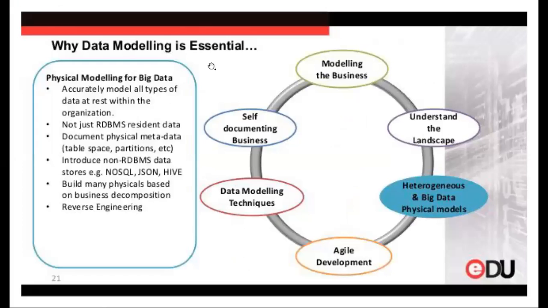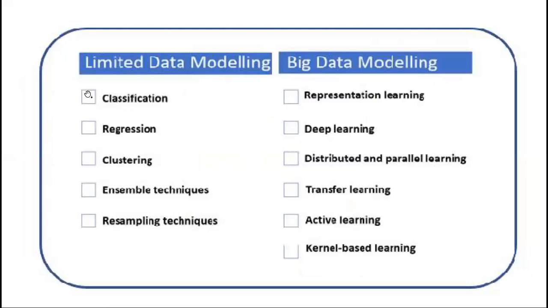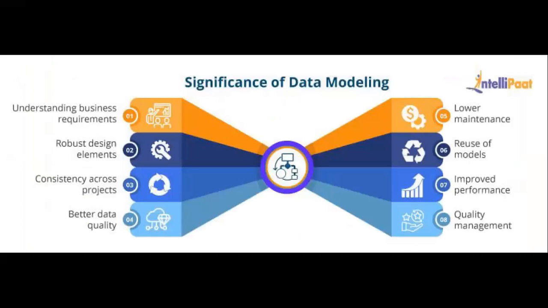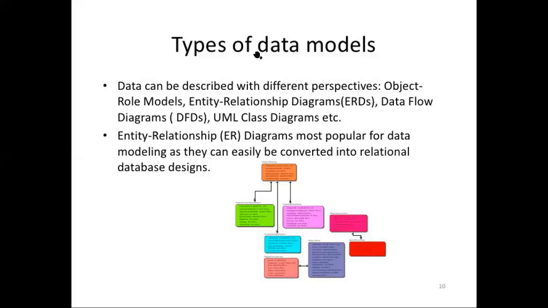Then why the data modeling is essential, that we have discussed. Reverse engineering, that means data modeling is a continuous procedure. Then the comparison between the limited and big data modeling. Significance of the data modeling we have discussed, like quality management, reuse of the models, understanding the business requirement, consistency across the project.